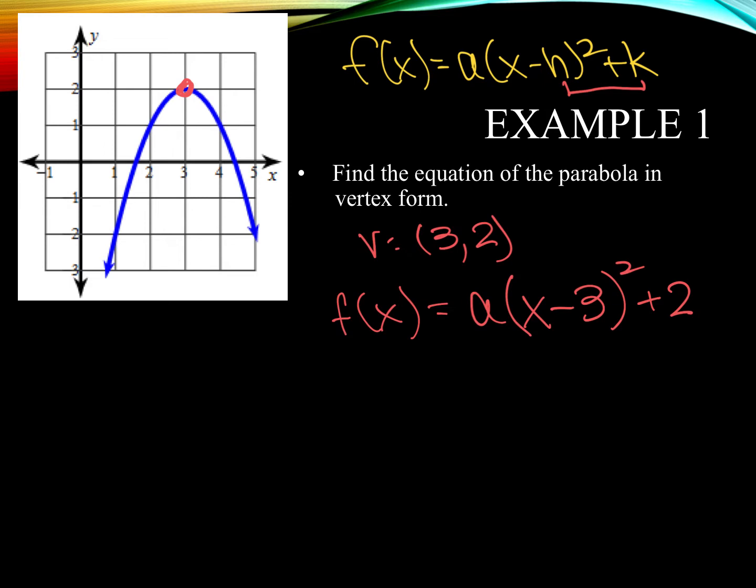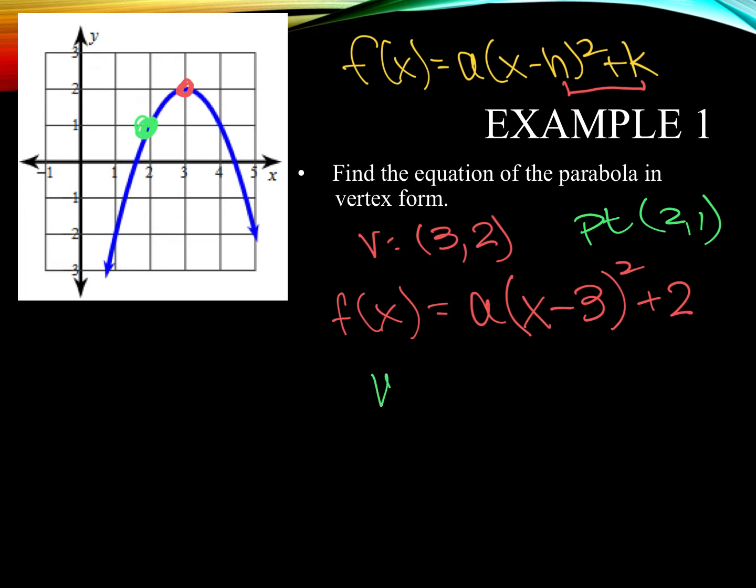But I'm not 100% done yet because I don't have my a value. Now I can tell by looking at my graph that it is upside down, so my a should be negative, but I have to figure out how to solve that. So to solve that, I'm going to find one other point on my parabola. And this one right here, I'm just going to use the point 2, 1. So I'll write point 2, 1. You can pick any point, but I'm going to plug that in for my x and y.